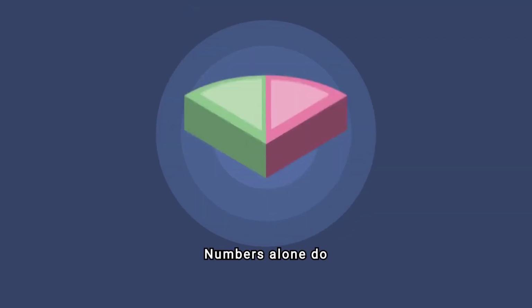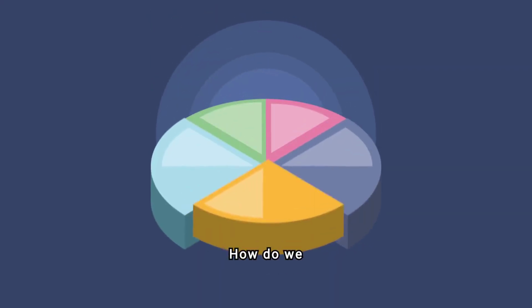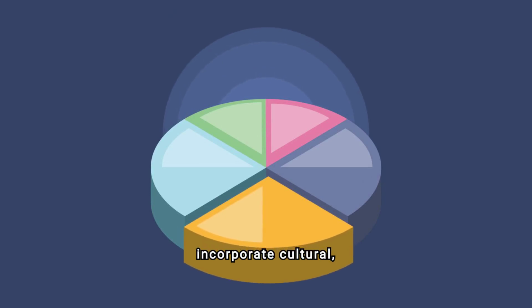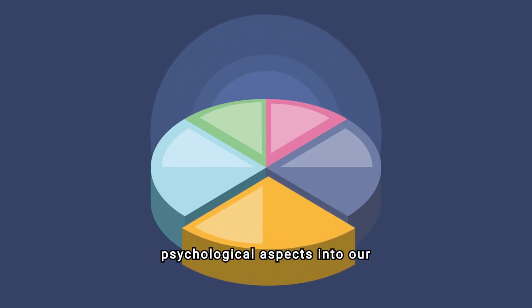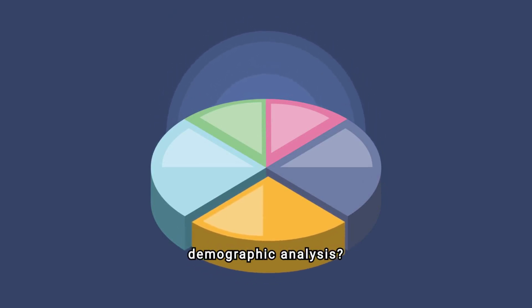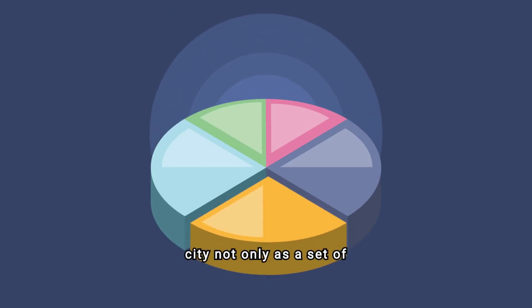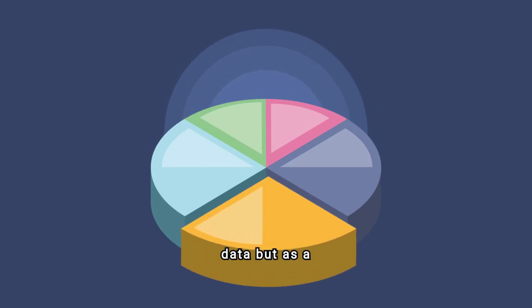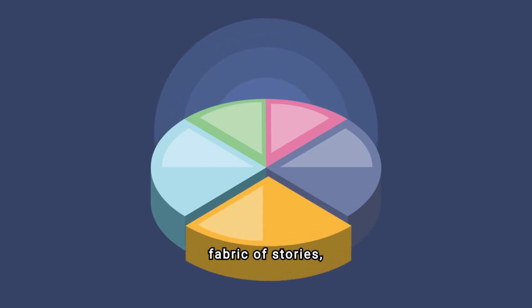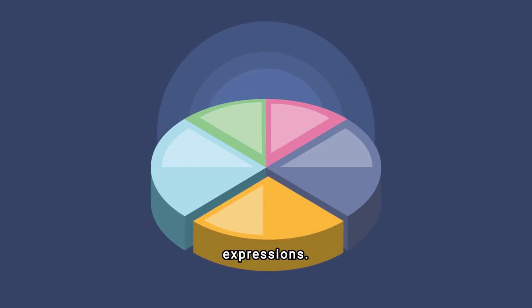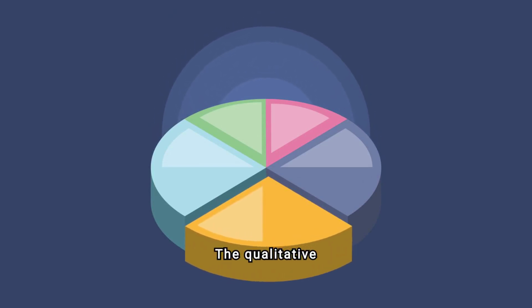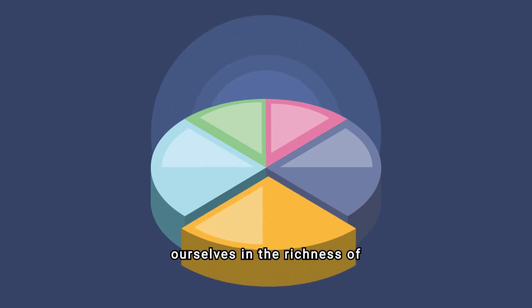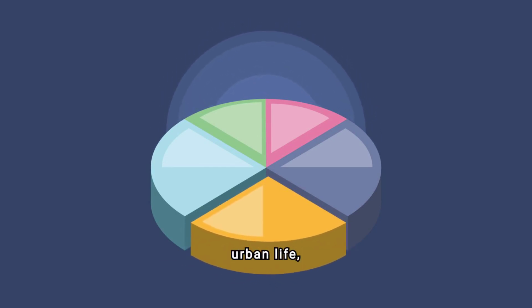Numbers alone do not tell the whole story. How do we incorporate cultural, social, and psychological aspects into our demographic analysis? Let's imagine a city not only as a set of data, but as a fabric of stories, experiences, and cultural expressions. The qualitative dimensions allow us to immerse ourselves in the richness of urban life, capturing the essence of a constantly changing society.